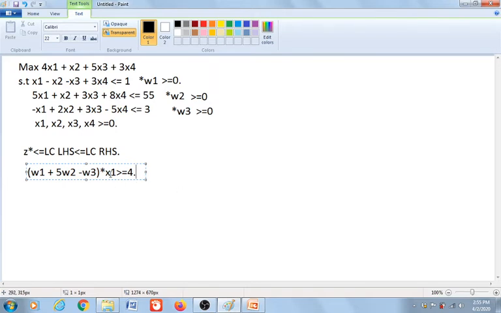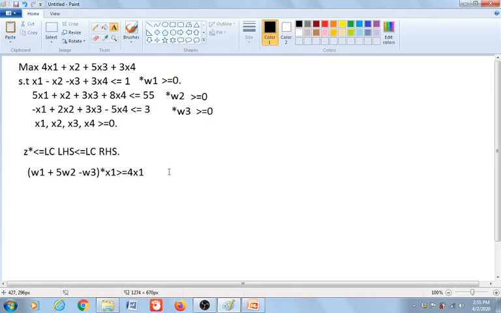So x1 is positive here, so this is 4x1. When we multiply everything by a positive number, the sign will not change, so we are okay over here. So here we can cancel x1.